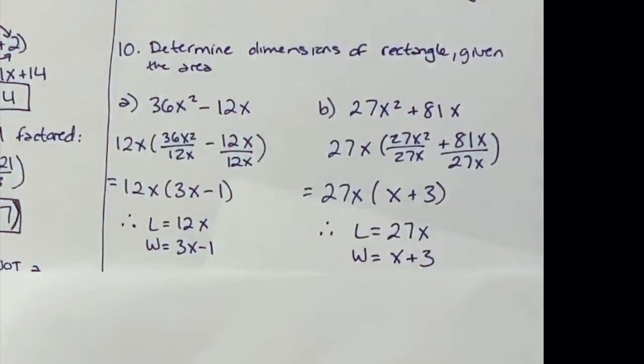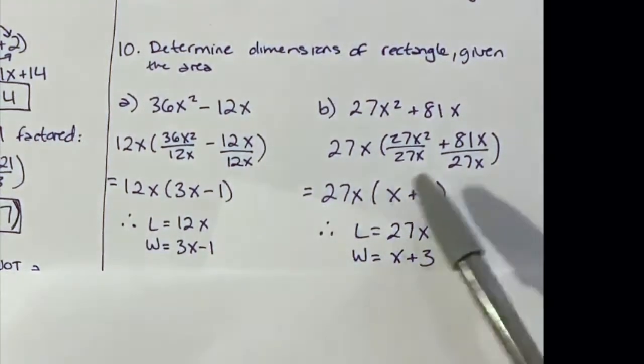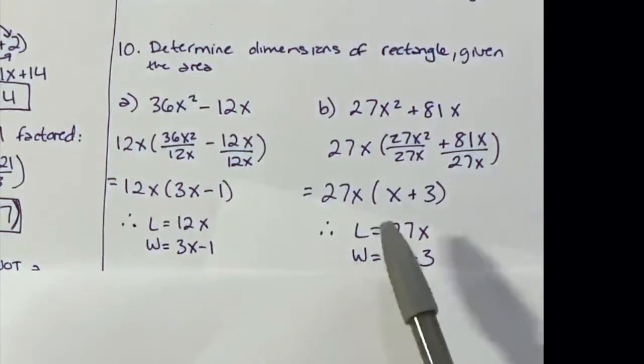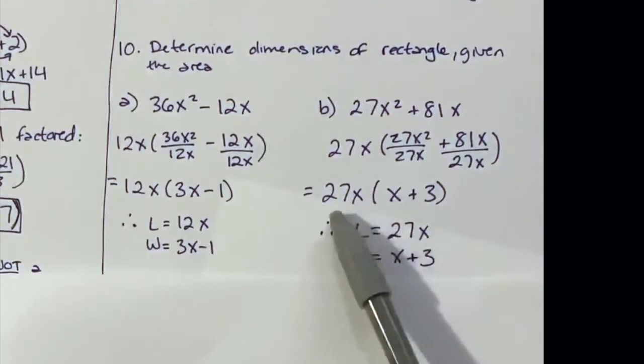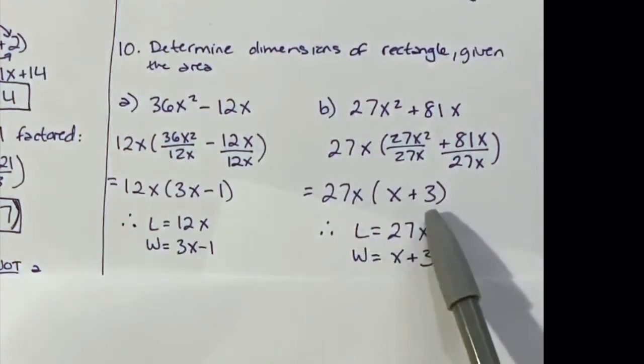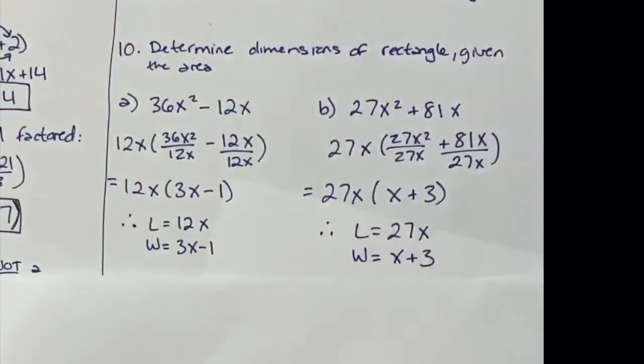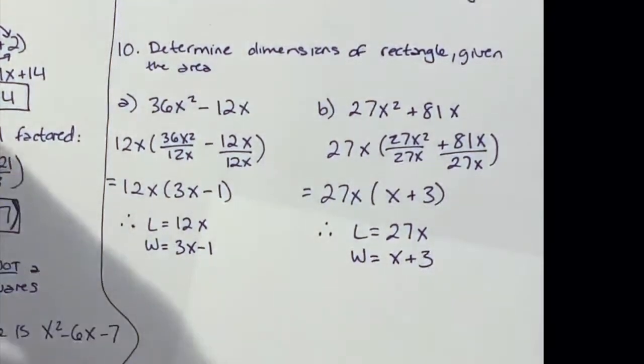X plus 3, right? 27x squared divided by 27x, I just have an x left over. 81x divided by 27x is 3. So my length is one of the terms, and my width is the other term, right? This term times this term. So length, 27x, width, x plus 3. That's the first page done.